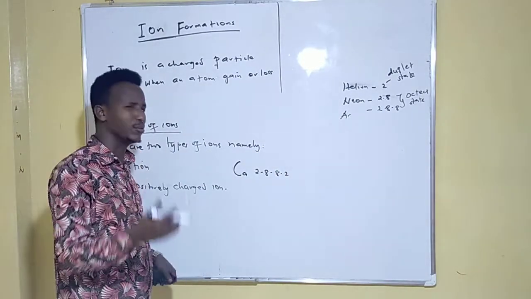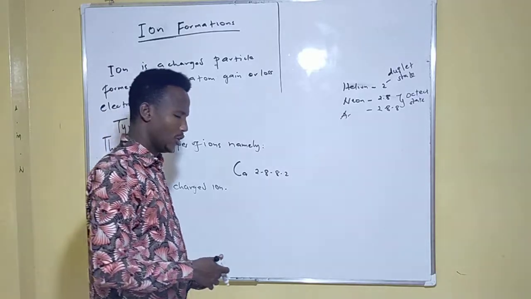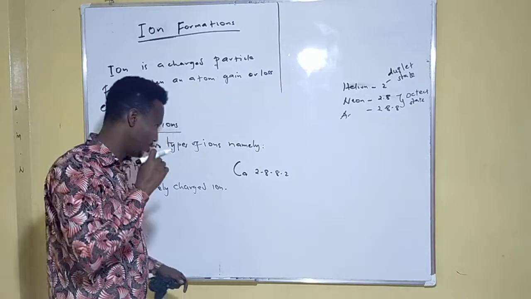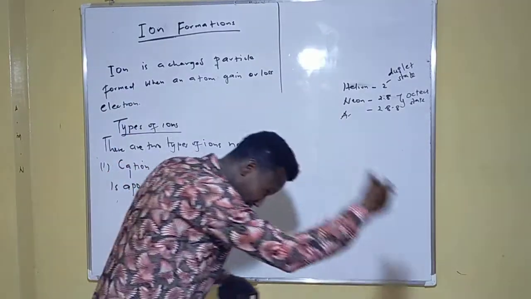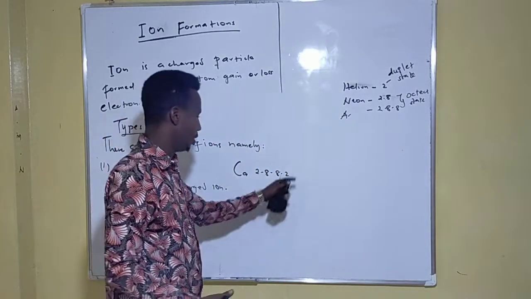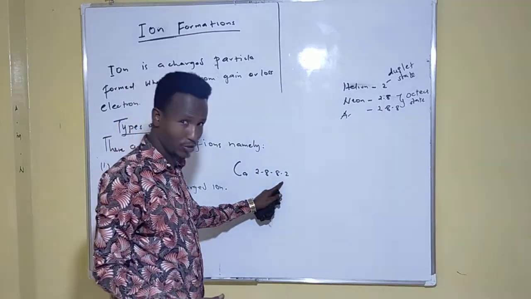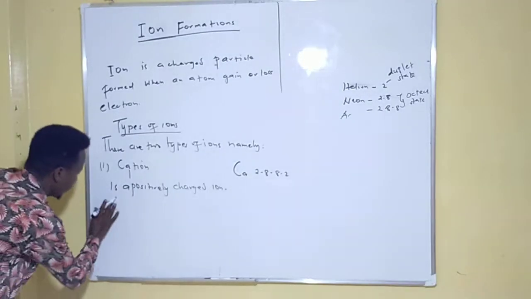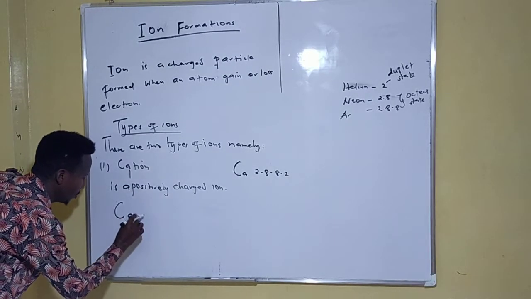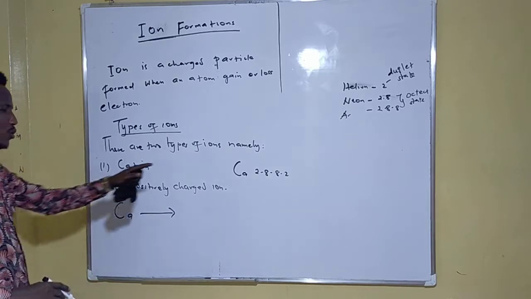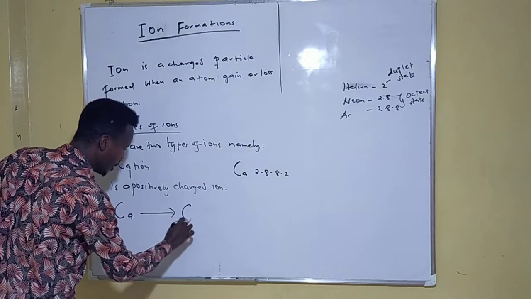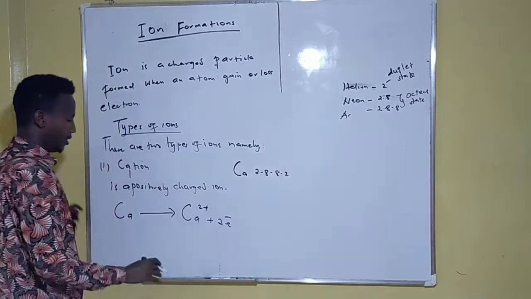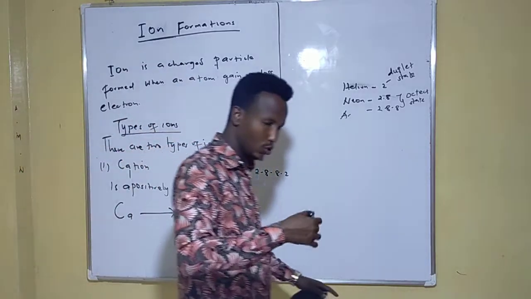So it requires 6 more electrons. So calcium will obviously lose the 2 valence electrons in its outermost energy level, simply because the energy required to bring in 6 more electrons is much more than the energy required to remove these 2 valence electrons. This is calcium atom. Calcium is losing electrons. So the calcium ion is written like this, plus 2 electrons, because calcium is losing 2 electrons.